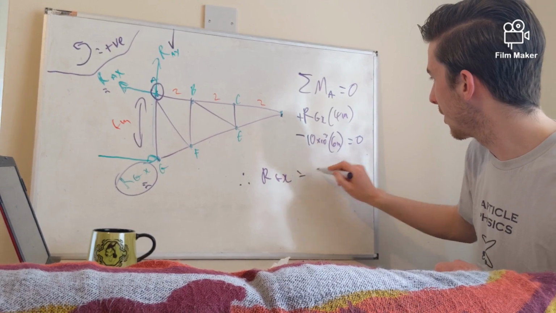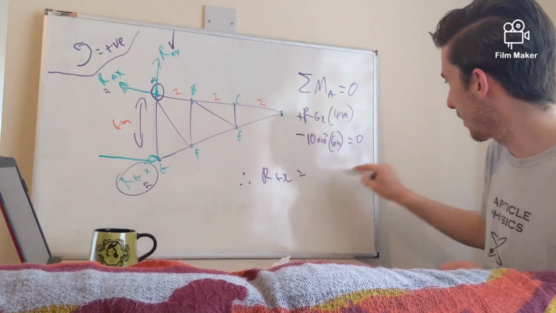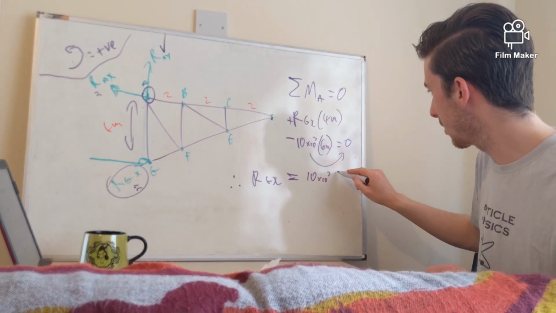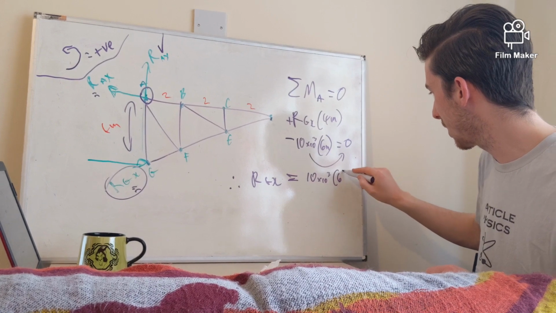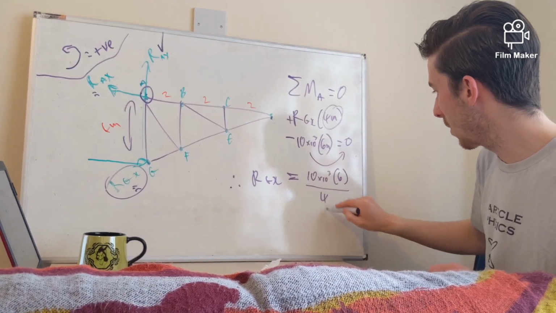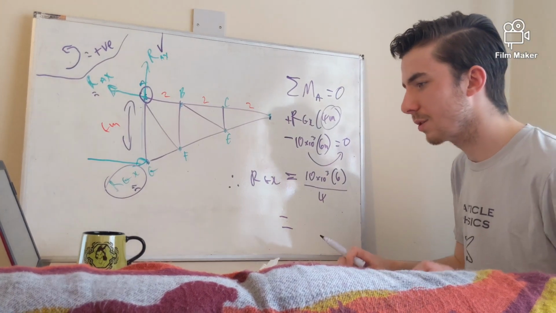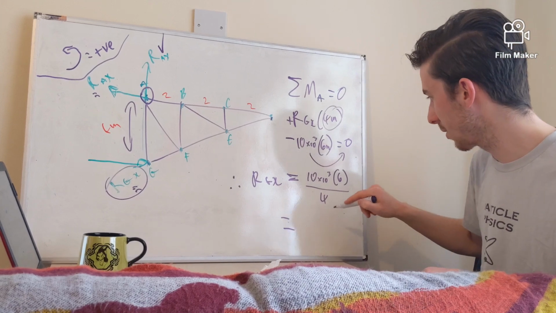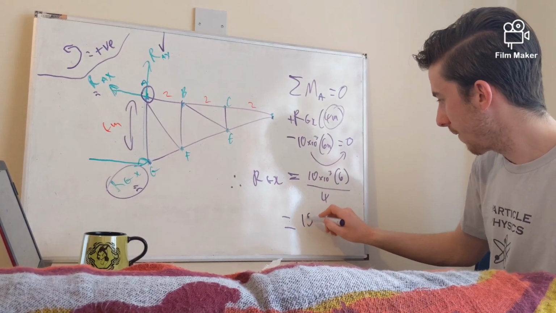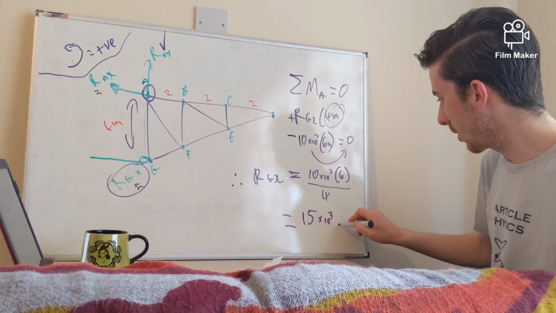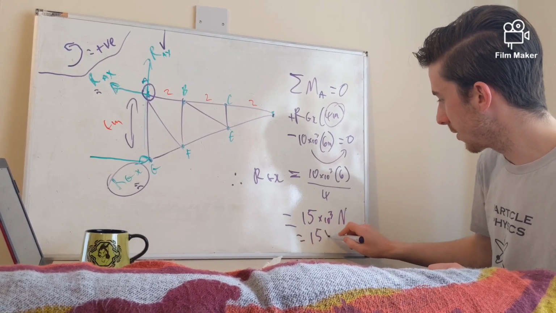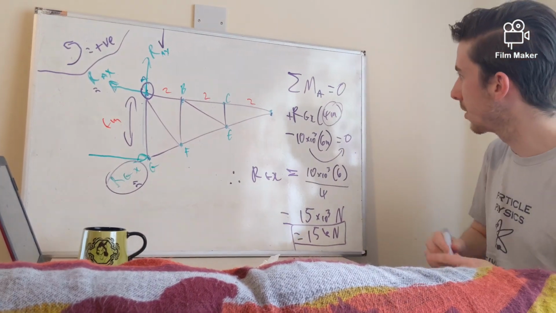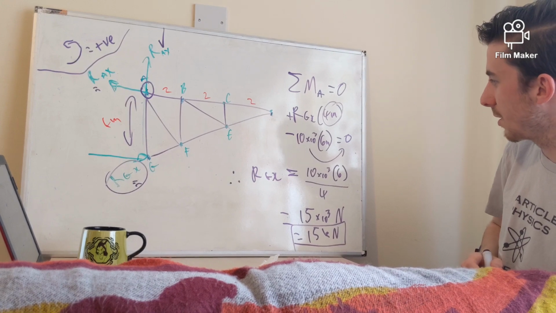RGX is equal to, add that to that side, so we've got 10 times 10 to the 3 Newton meters times 6 all over that 4, which is 10,000 times 60 equal to 2 over 3, 3 over 2, so 15 times 10 to the 3 newtons, which in simple terms is 15 kilonewtons. Can you see that? Yes. So 15 kilonewtons, and we know that is RGX.